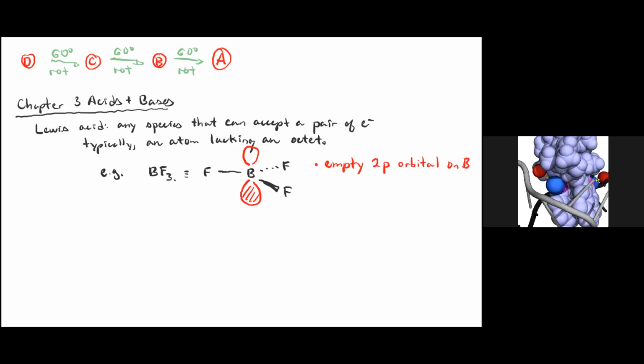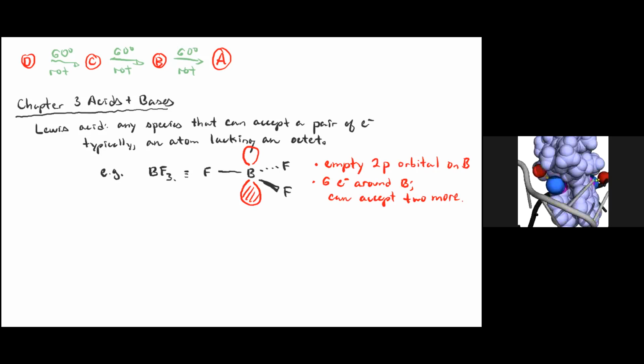Okay, so if you count up electrons, there are only 6 around boron. I can take 2 more and satisfy the octet. And what we say is that if boron interacts with a Lewis base, the base can donate a lone pair into that empty 2p orbital and then satisfy the octet of the molecule. Okay.